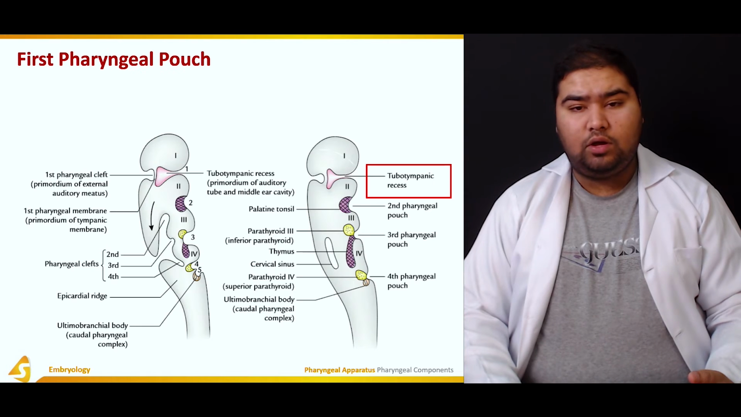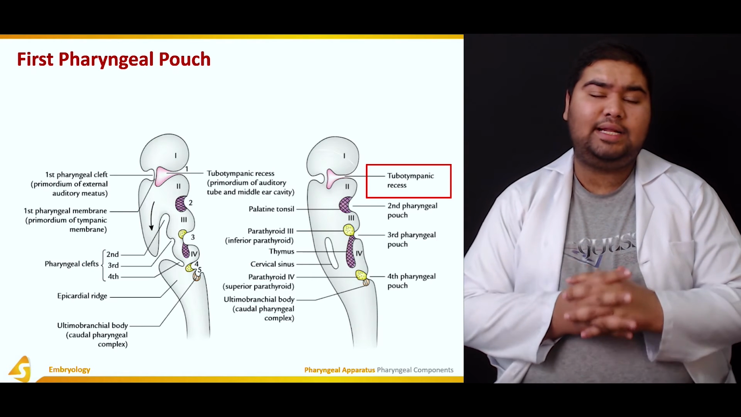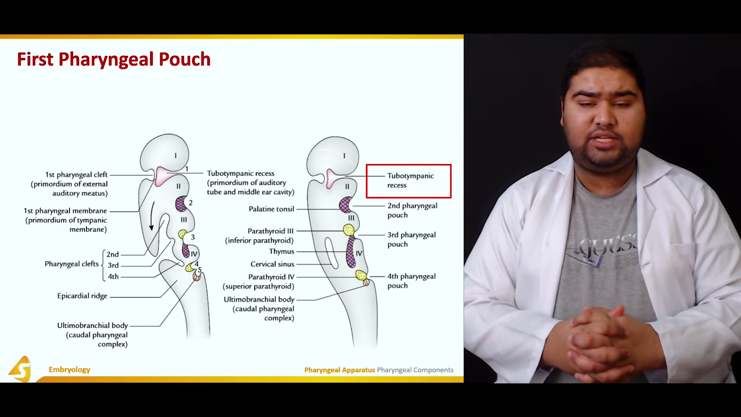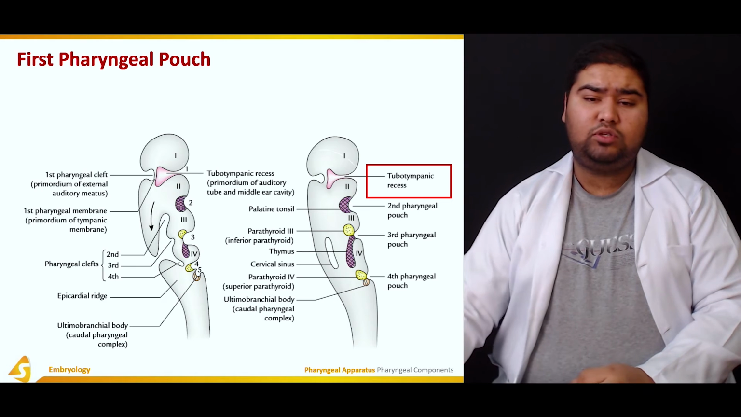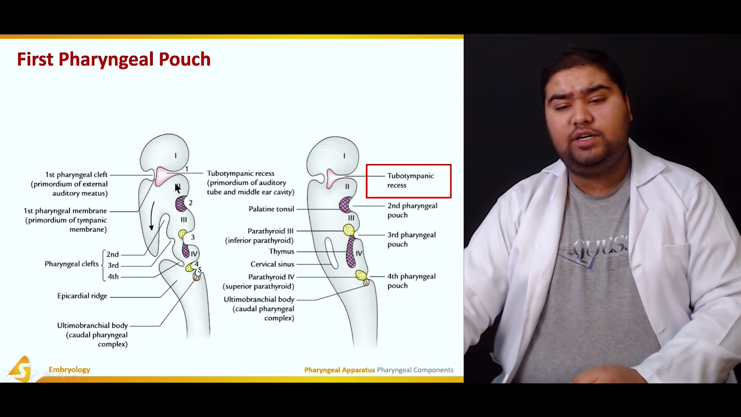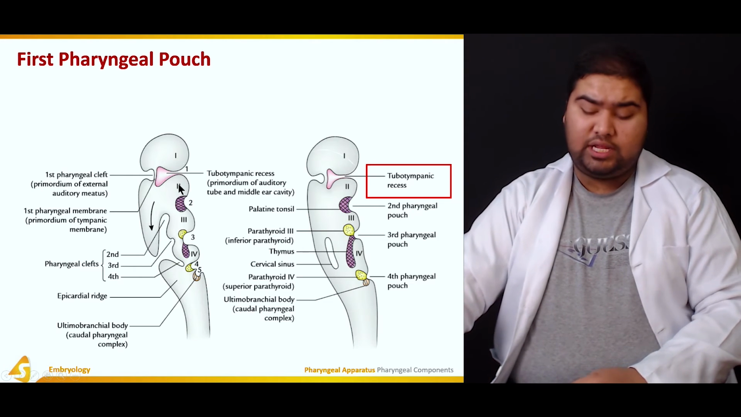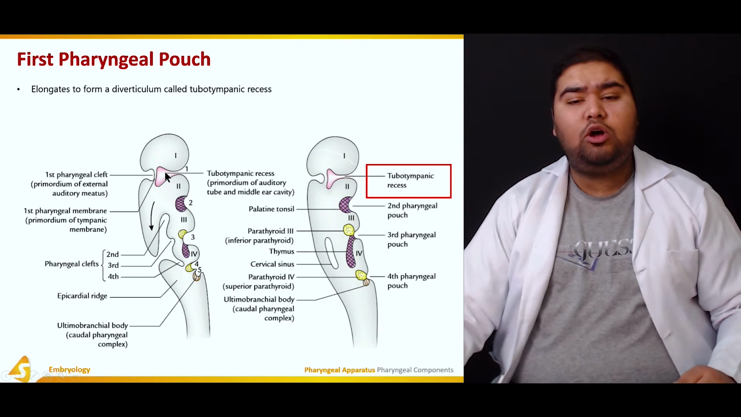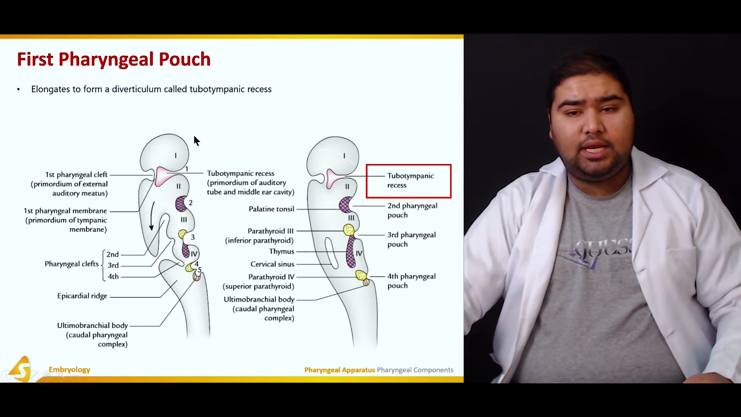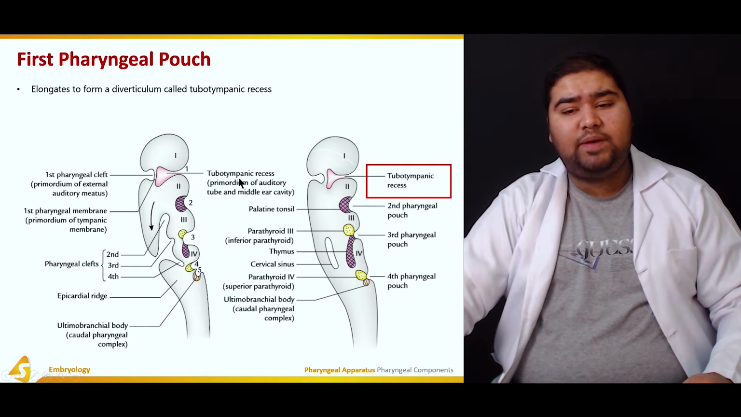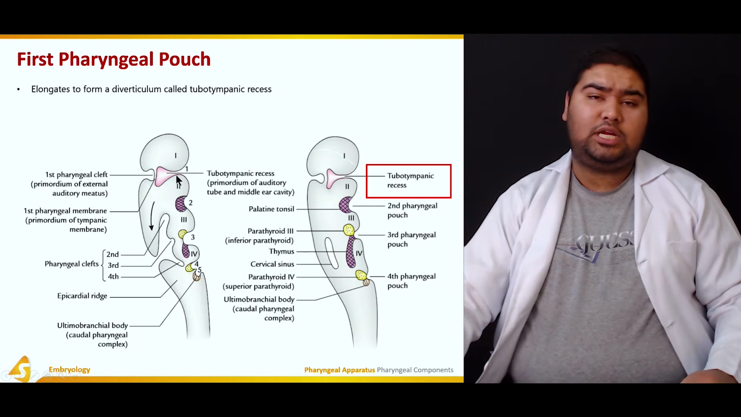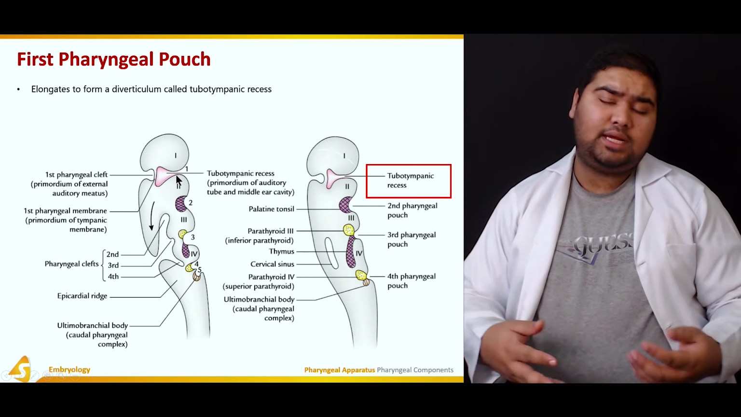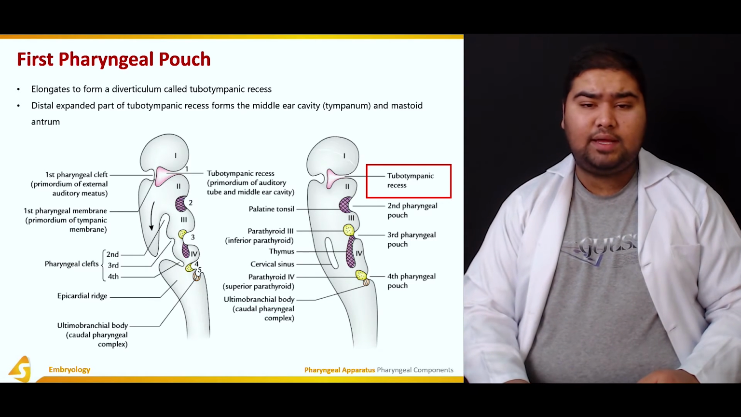So moving on, let's see what are the adult derivatives of the first pharyngeal pouch. The first pharyngeal pouch actually lies between the first and the second pharyngeal arch. So this is the region we are talking about. So it elongates to form a diverticulum, which is known as the tubotympanic recess.